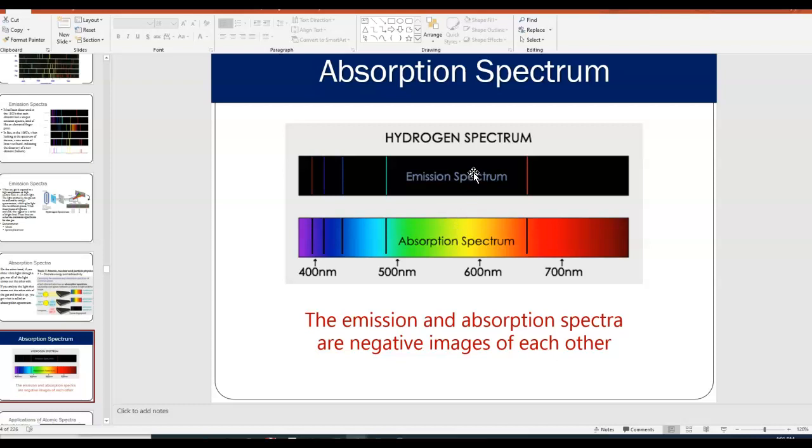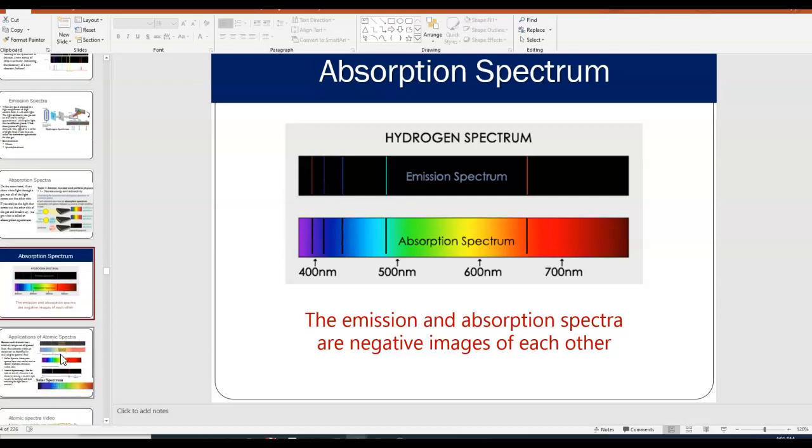And if you look at the hydrogen spectrum, the emission and the absorption spectrum, you'll see that they're almost mirror images of each other, or negative images of each other. In other words, the lines that appear in the emission spectrum for hydrogen are also the same lines that are missing in the absorption spectrum from hydrogen. Okay, so something, again, is very special about these unique lines and where they lie.